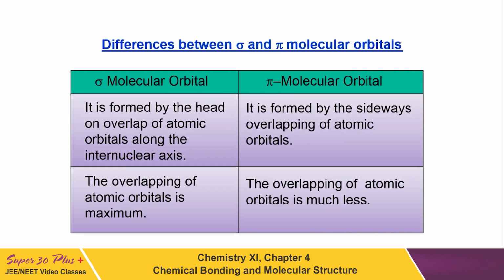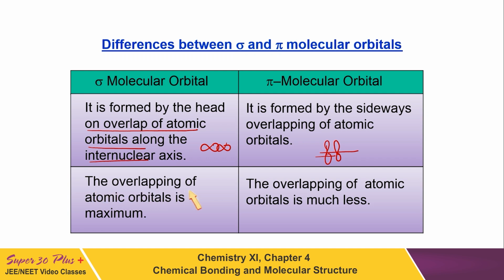Now here are a few differences between sigma and pi molecular orbitals. Sigma molecular orbitals are formed by the head-on overlap of atomic orbitals, head to head on the internuclear axis, while pi is formed by the sideways overlap of atomic orbitals, and it is perpendicular to the internuclear axis. This happens over the internuclear axis, and this happens perpendicular to the internuclear axis.